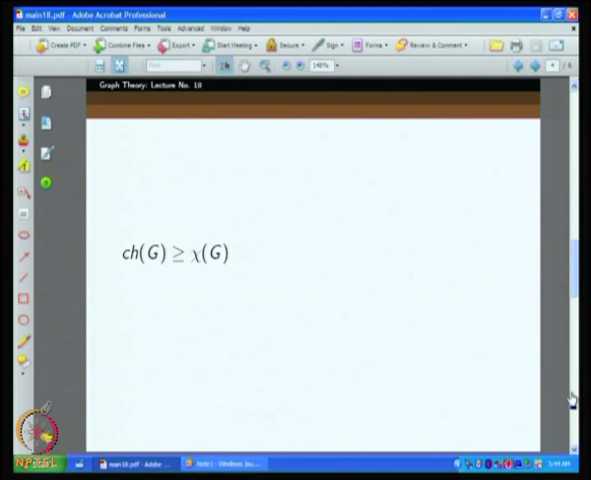So, therefore, it is very clear that the choice number of the graph G is always greater than or equal to chi of G, right, because if the choice number is some k, then chi of G also has to be k or less, right. But sometimes the choice number can be much greater than chi of G.